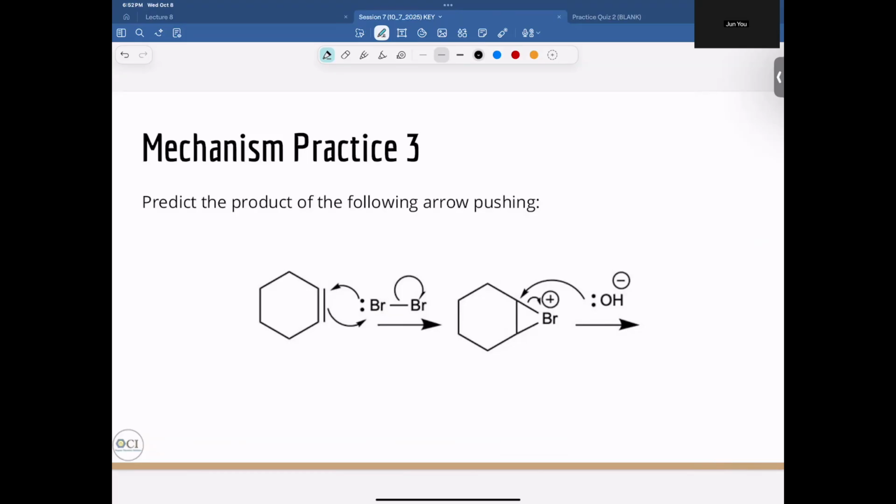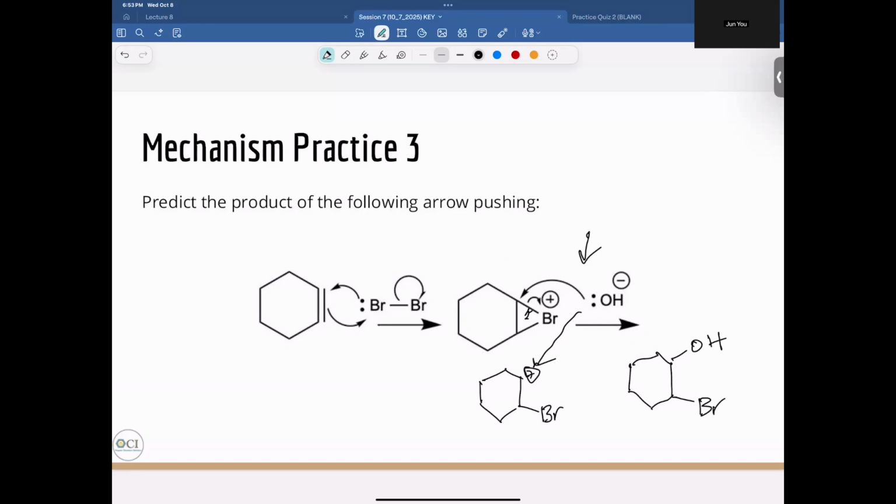All right, this one's gonna have you draw the product of this step right here. It's very similar to one of the mechanisms we just saw. So let's go over this one. So we see that this bond is breaking right here. And that looks like that. And then we have the oxygen going to that spot. So it looks like that.